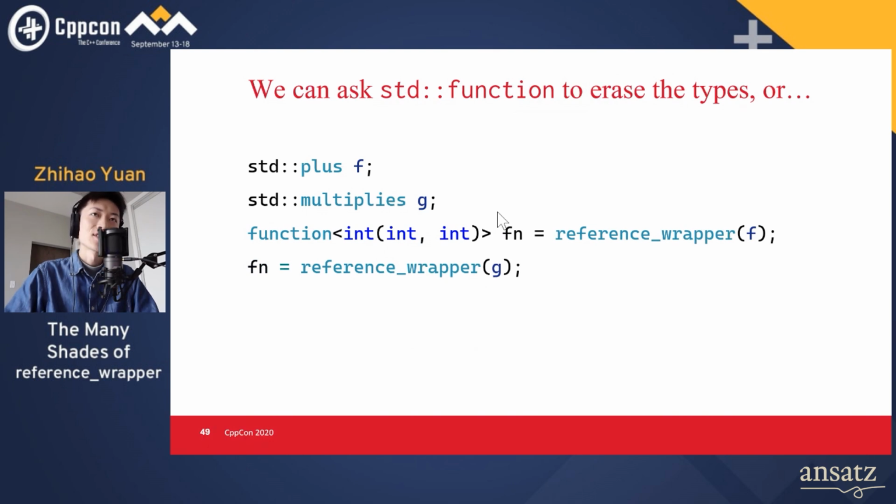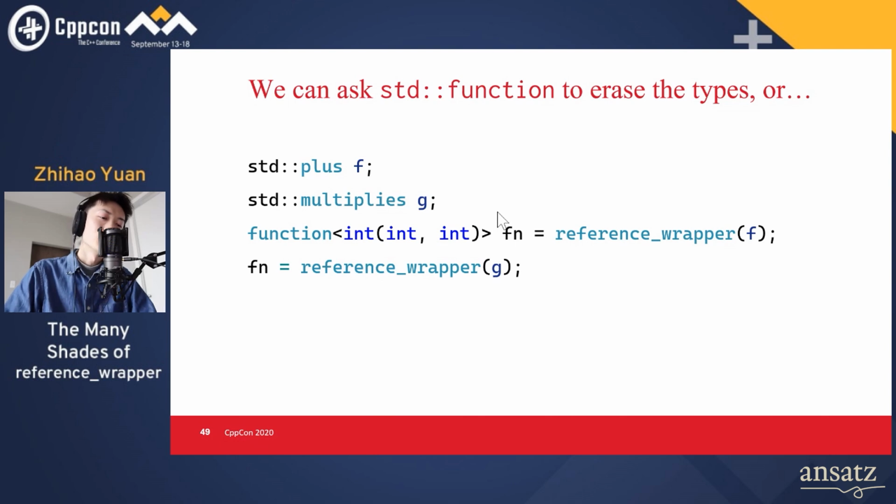We can ask std::function to erase the types though. So this is an extremely rarely used feature. The background is that std::function starts with value semantics. But if you assign reference wrapper to something, to std::function, it behaves as if it has reference semantics.